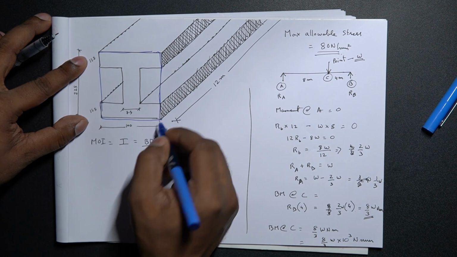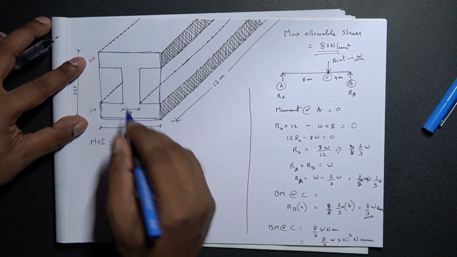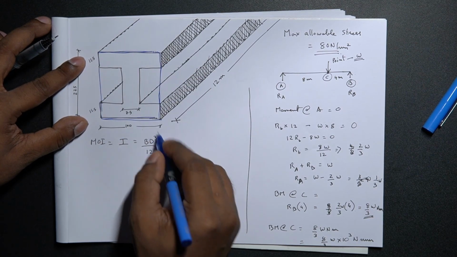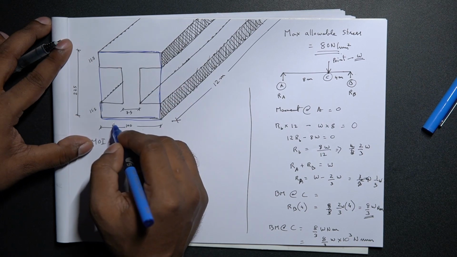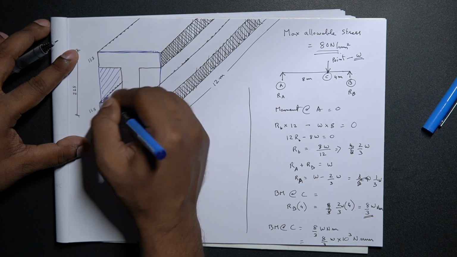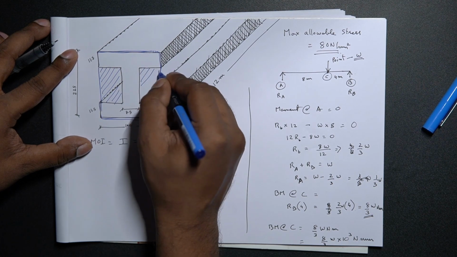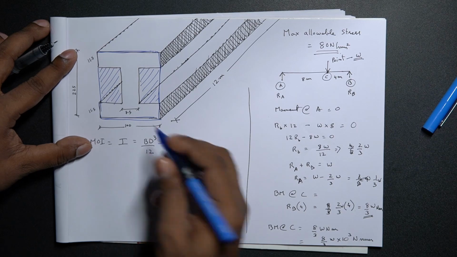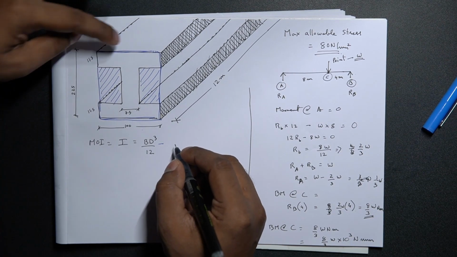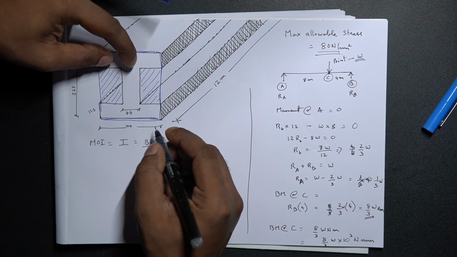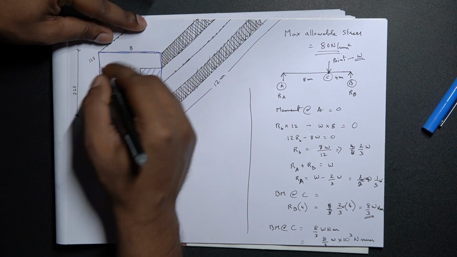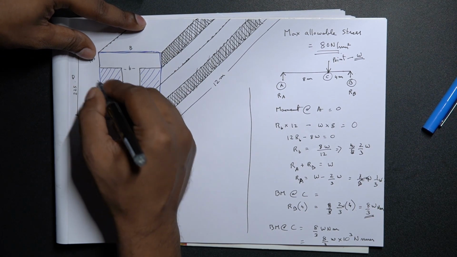Now since this is the I section, a simple way to identify the moment of inertia for a symmetrical I section especially is we calculate the BD cube by 12 for the entire rectangular part and we minus these negative spaces from the entire BD cube by 12. So to do that, this is the capital B and this is the small b, and this is the capital D and this is the small d.